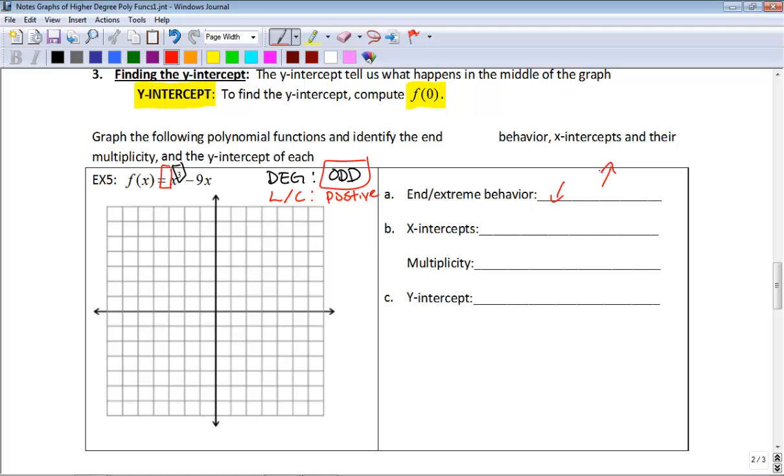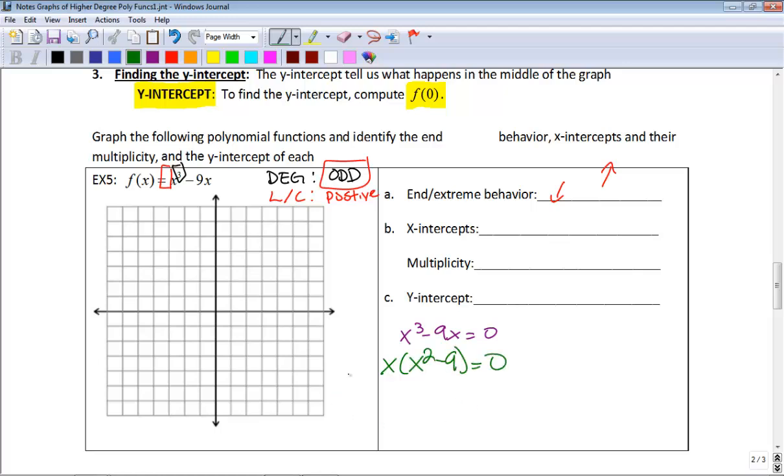Second, find your x-intercepts. How do I find the x-intercepts? You take your function. My function happens to be x cubed minus 9x. You set it equal to 0, and you solve for x. Well, how do I solve x cubed minus 9x? Well, the first thing I need to do is probably factor. So can I factor this? Well, there's 2 terms, and they have a GCF of x. So if I factor out my x, I'm left with x squared minus 9 equals 0.